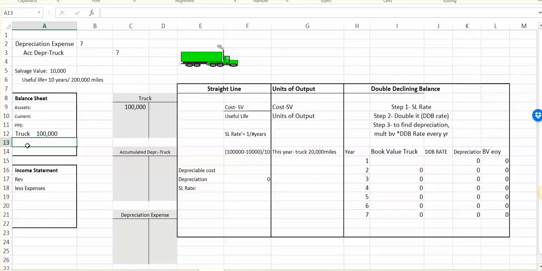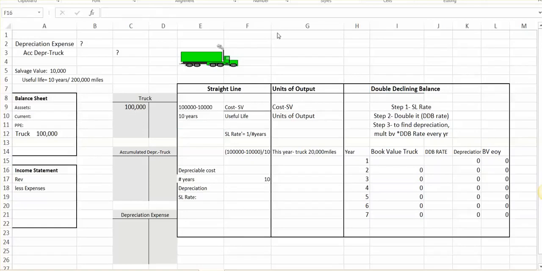So now we're going to look at 3 different ways to calculate depreciation. Straight line is what we're going to look at first. Then we'll look at units of output. And then we'll look at double declining balance. Now, there's some other methods out there, but these are the 3 that our chapter is going to teach.